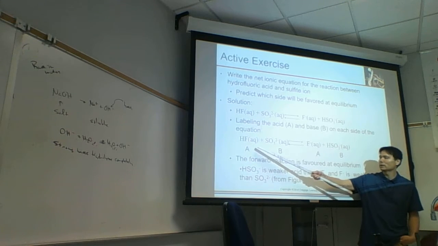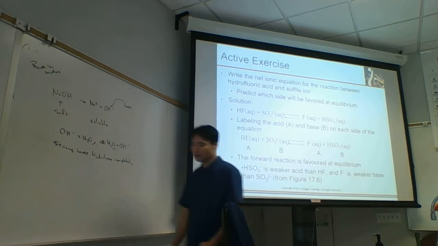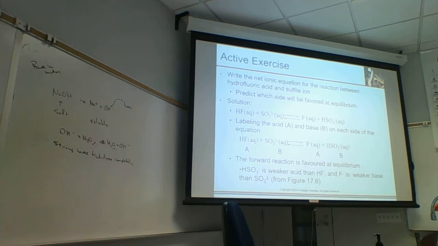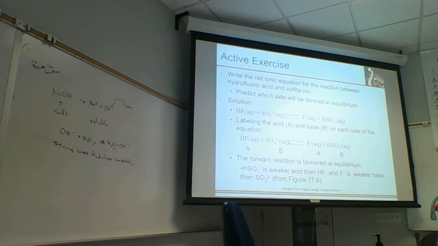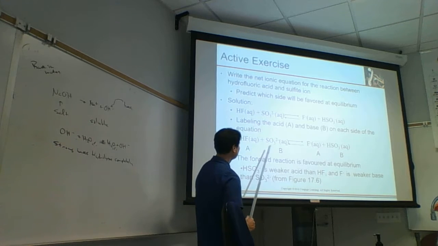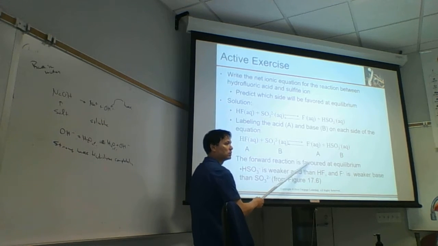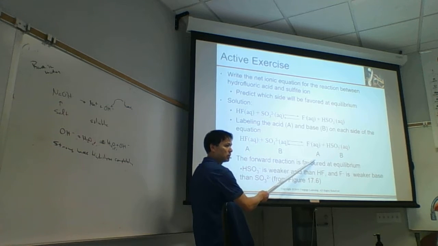And so what we're comparing is HF versus HSO3 minus. You don't have to have that memorized, we just look at the chart. HF versus HSO3 minus. When we look at the chart, it turns out that HSO3 minus is weaker than HF. So we're going from stronger to weaker, therefore there's driving force. So this should favor products.